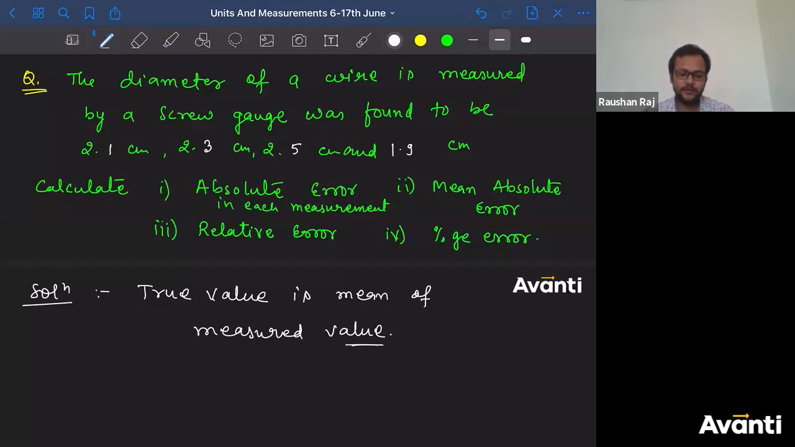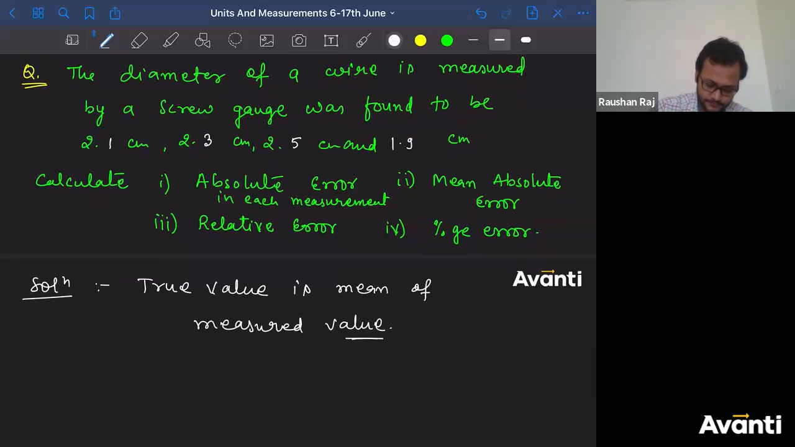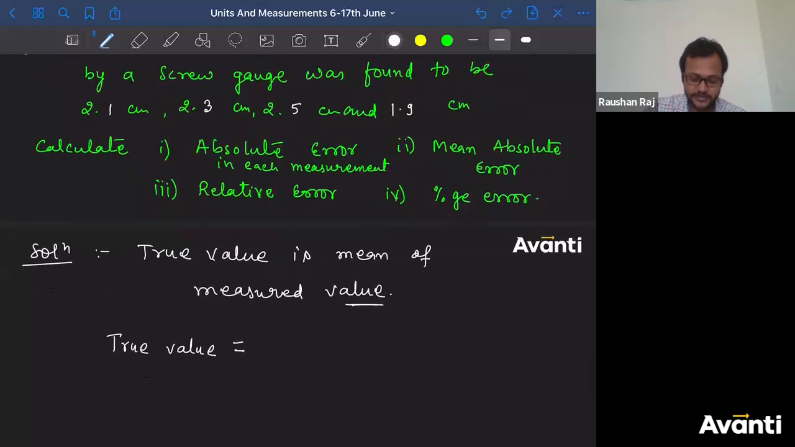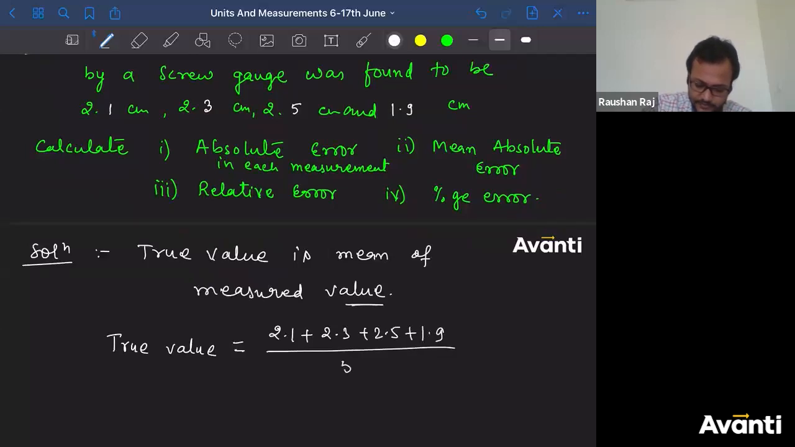Now solve it. Now it's easy, right? Now this is very easy to calculate. So what will be the true value, guys? Tell me. True value will be equal to 2 stays here, then 1 plus 0.3 plus 0.5 minus 0.1. If you want to find the true value you can also do it like this: 2.1 plus 2.3 plus 2.5 plus 1.9 divided by 5.